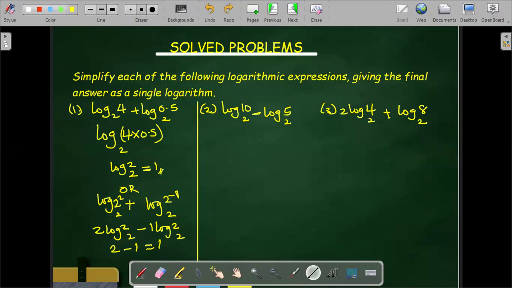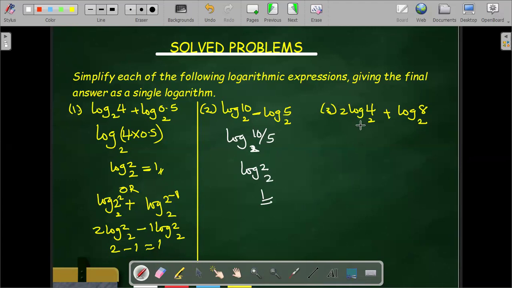let's look at the second one. We have the logarithm of 10 to base 2 minus the logarithm of 5 to base 2. This can also be written as the logarithm of 10 divided by 5, that's the quotient rule, to base 2. And 10 divided by 5 is 2. So we have the logarithm of 2 to base 2, which also gives us 1.